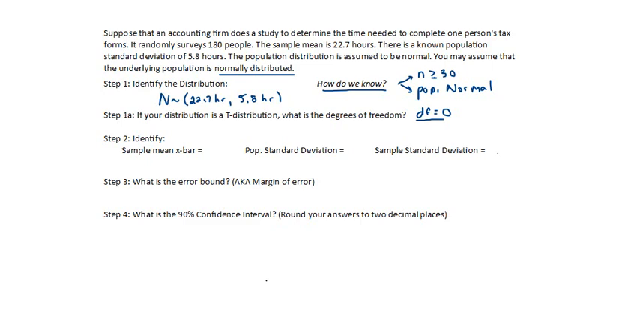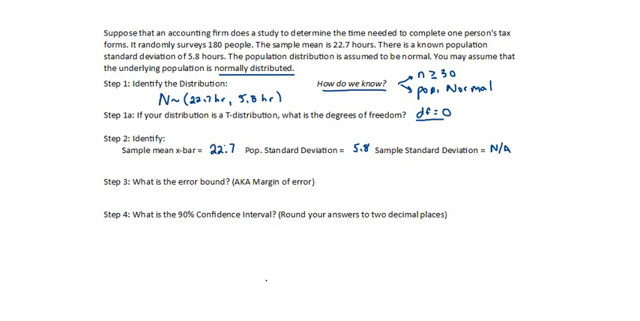Sample mean. We're told what the sample mean is. We're told it is 22.7 hours. Sorry for the extra dot right there. Population standard deviation is 5.8 hours. And our sample standard deviation isn't given, so we can just write NA. It doesn't apply here.